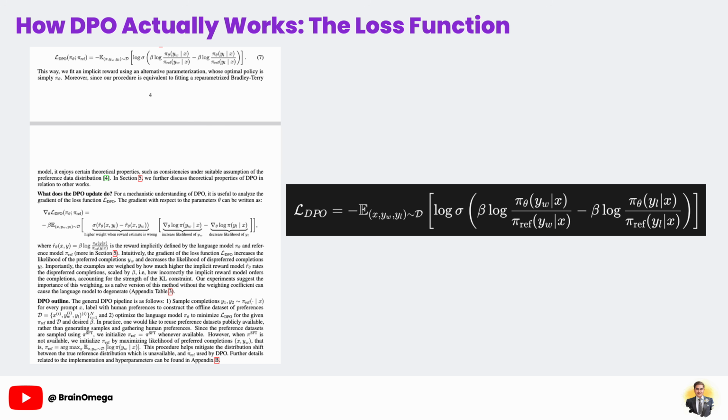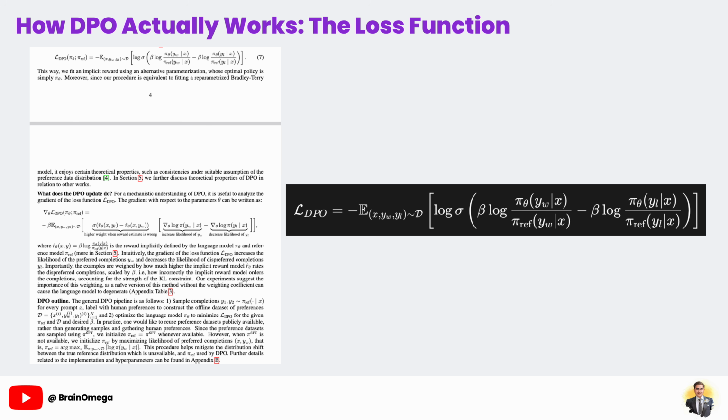The reference model, pi ref. You don't want the model to stray too far from its original stable knowledge base. The reference model, usually your initial supervised fine-tuned SFT model, acts as an anchor. DPO penalizes the policy for deviating too much from this reference, which prevents the model from forgetting its core capabilities or collapsing into repetitive outputs.